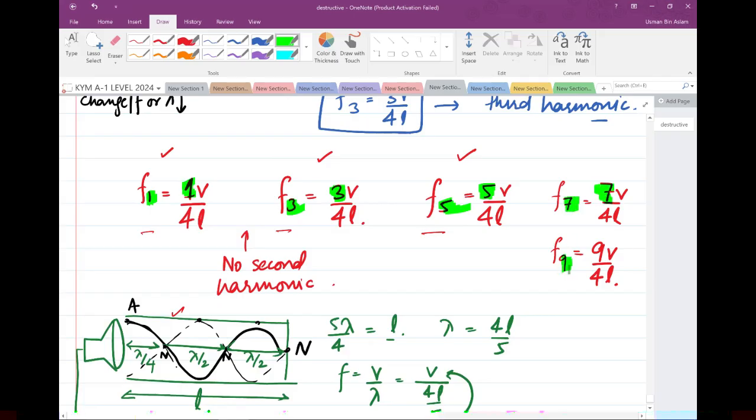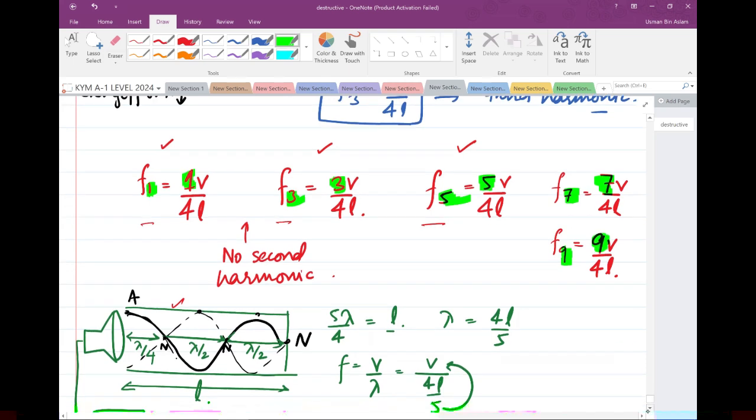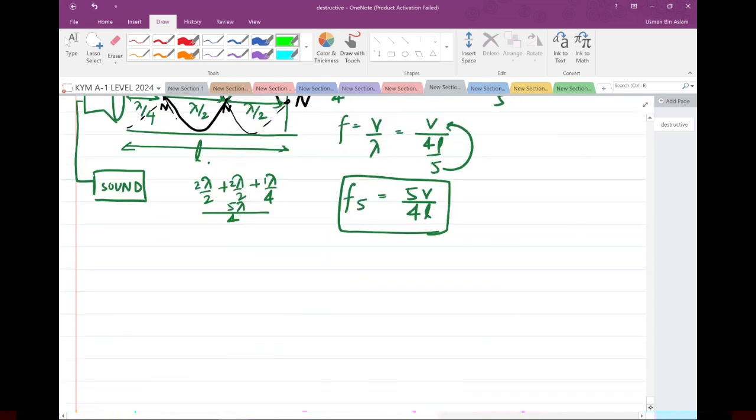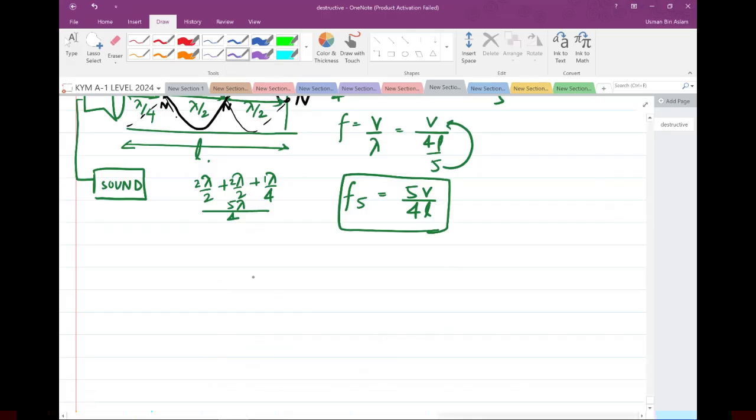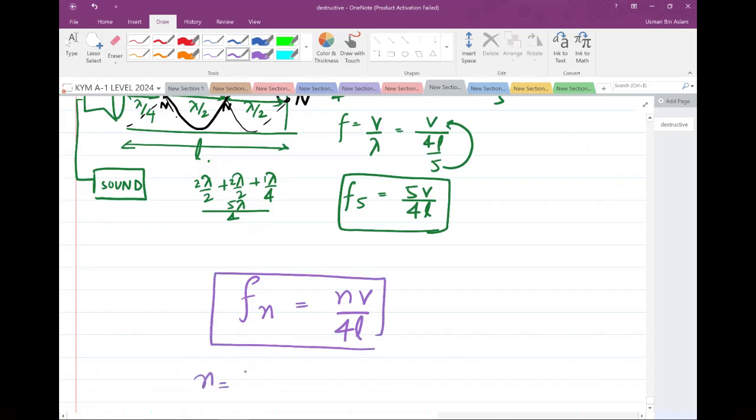Okay, so if I'd like to generalize the formula, we can see V by 4L is common for every harmonic frequency. So if I would like to construct a general formula, it will become NV by 4L, where N is equal to 1, 3, 5, 7, 9, and only odd numbers.